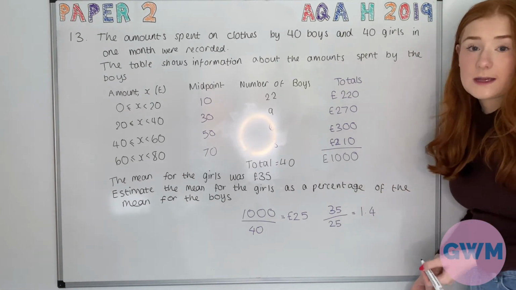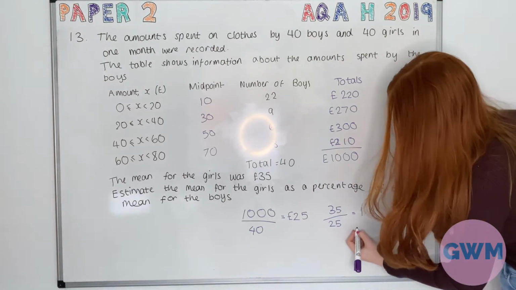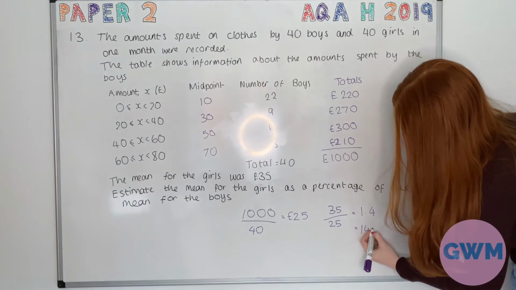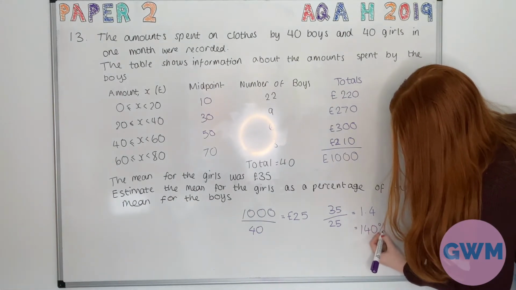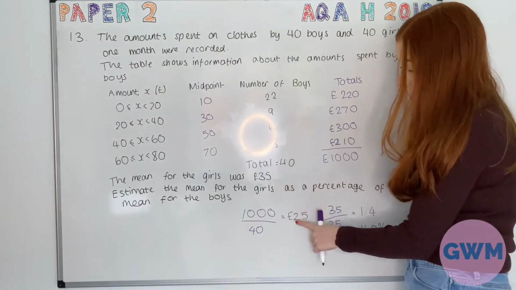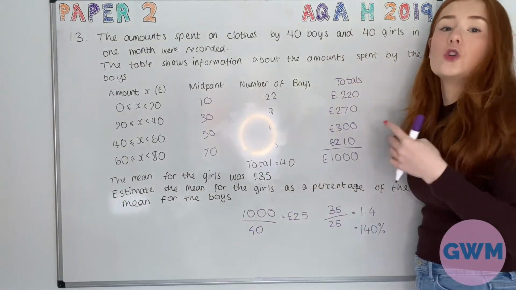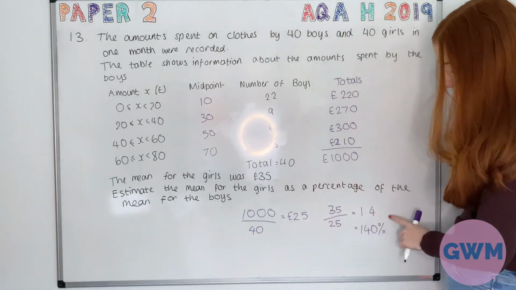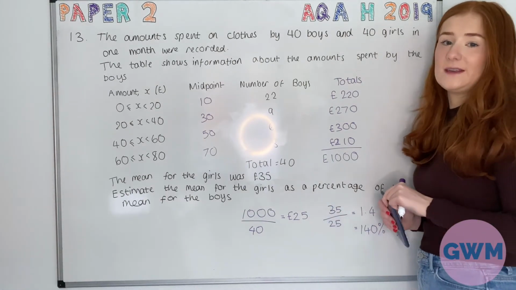But remember, it wants the answer as a percentage, so we times that number by 100, and that gives us 140%. And if you're a bit unsure whether you've done that the right way around, think about it as the girls' number is bigger than the boys', so it must be more than 100% because it's a bigger number. Therefore, the answer is 140.